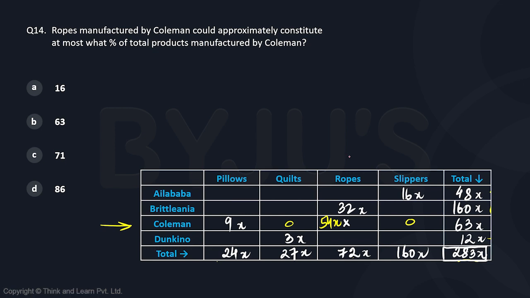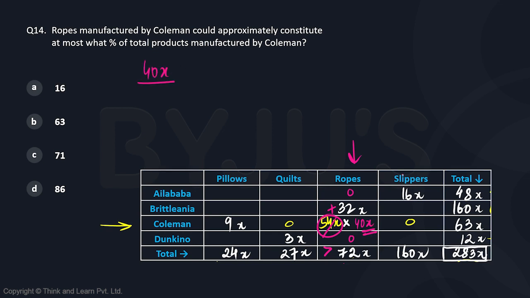And if you look at the column of ropes, then out of 72x, if you assume other values to be 0, because we are trying to maximize the ropes under Coleman. So out of 72x, if 32x is already taken, so this is going to be 40x. Now, out of one of these two, we have to consider, well, obviously, if I assume this to be 54x, 54 plus 32 is going to be more than 72. So we can't take 54. So the highest possible value that we can have for ropes under Coleman is 40x.